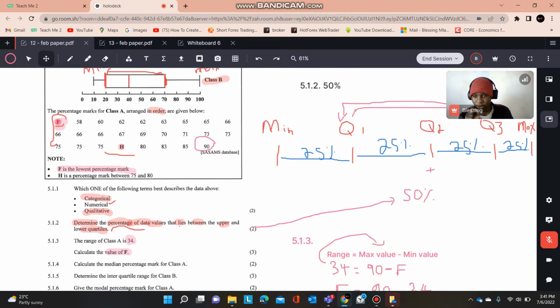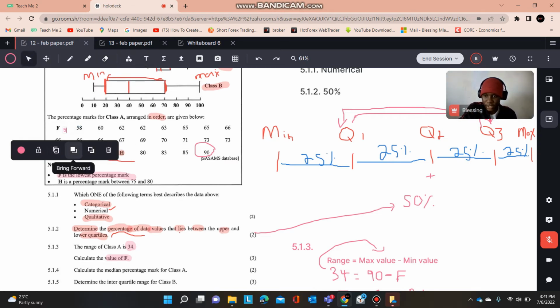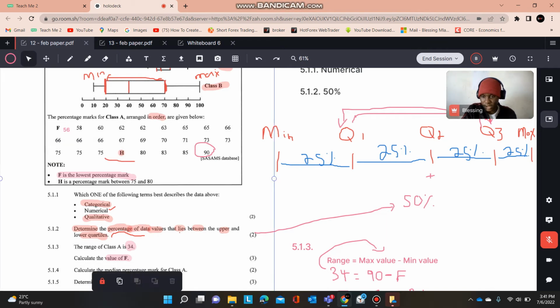So your value of f is 56. You already know that your value of f is 56. And then you can just go to your table and fill it in in case you might need to use it later. So this is the value of f. F is 56, right? And let's move to the next question.